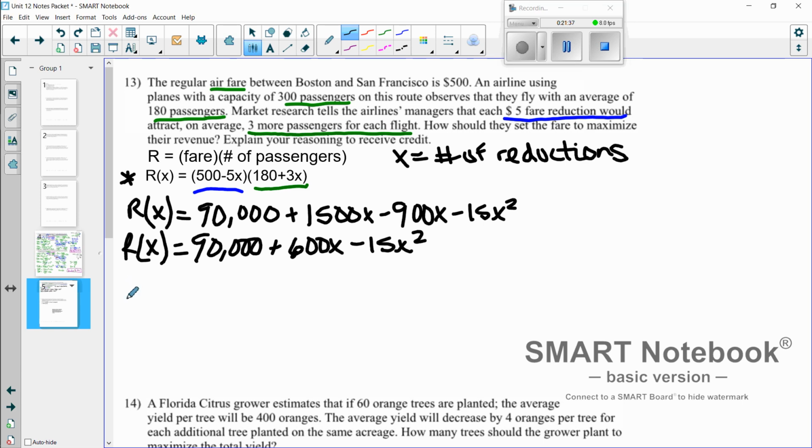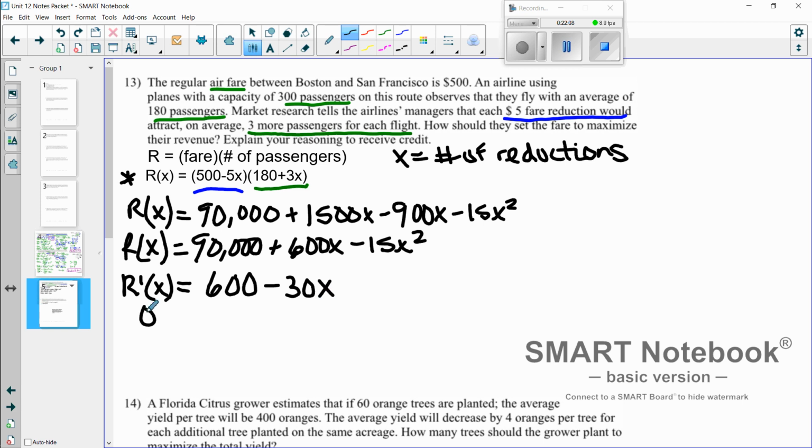Now let's take the derivative, right? So we're still in the same process of finding the minimum or maximum, in this case maximum. So we've got to take the derivative and then set that equal to 0, or find where the derivative is 0. Now what's the derivative of 90,000 plus 600x minus 15x squared? Well, 90,000 is just 0, and then we have 600, right? This is again the power rule. So pause this and try this one if you want. And then the derivative of negative 15x squared, well, that's negative 30x.